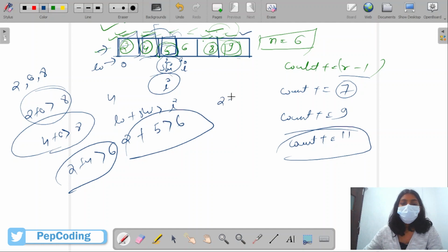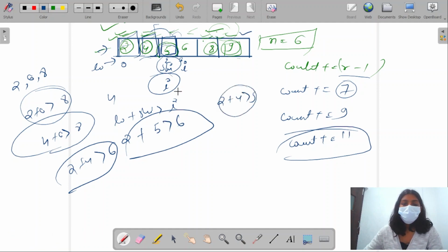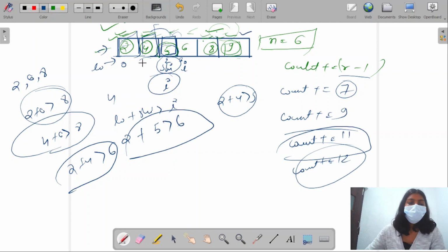So I'll check if 2 plus 4 is greater than 5. Yes, it is. So it increases my count by 1. That is, it becomes equal to 12. Here it should be equal only, it should not be plus. So now my count becomes equal to 12.